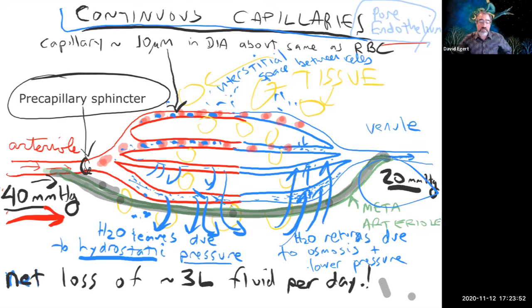So over the course of a day, if you were keeping the accounting spreadsheet of how much water comes into the capillary bed and how much water returns at the far end of the capillary bed, it doesn't match. You lose about 3 liters of fluid out of the vascular system every day in this process. Obviously, if we did not do something about this, your blood would turn to mud, right?